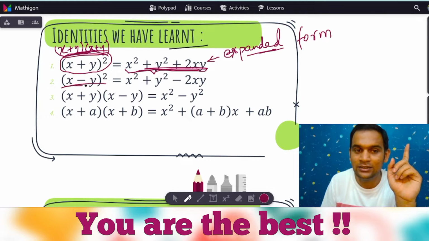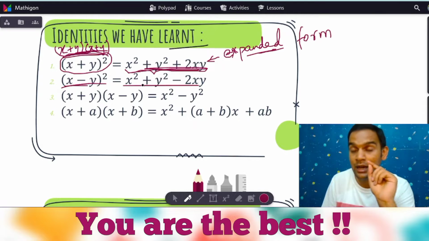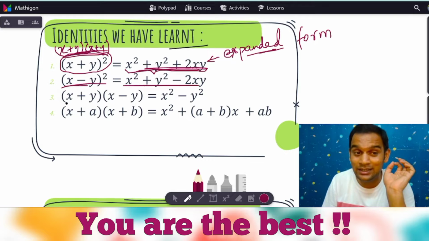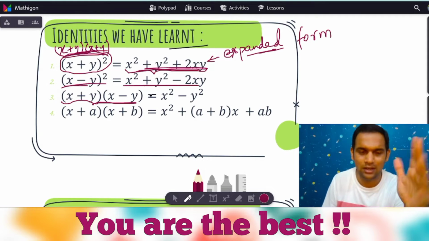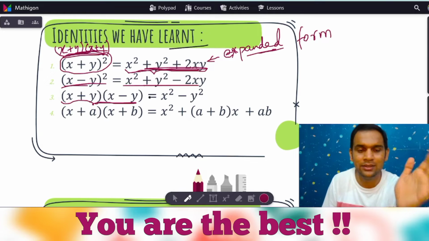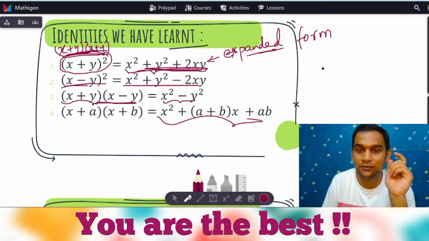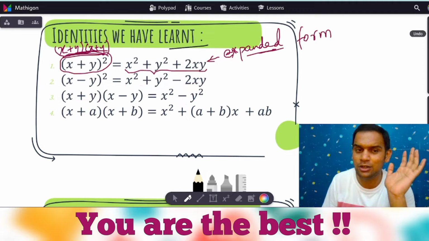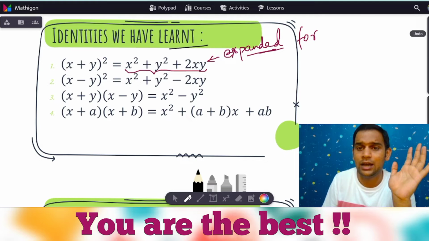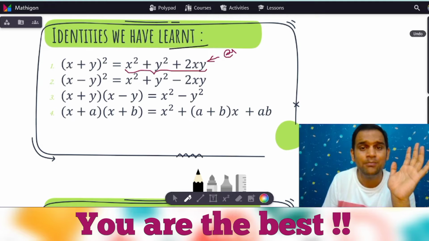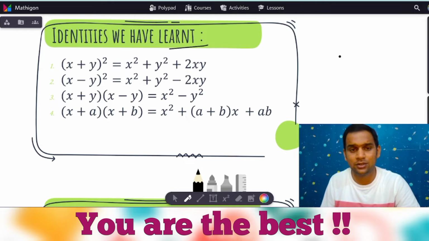In the second identity, this is the factor form. This is the expanded form. In the third identity, as you can observe here, this one is the factor form. Everywhere, the left hand side is the factor form, and the right hand side is the expanded form. I hope that is very much clear. Now, this is a little important when it comes to this particular chapter we are discussing right now, so that's why I discussed that concept.